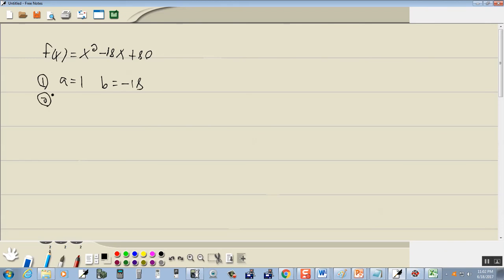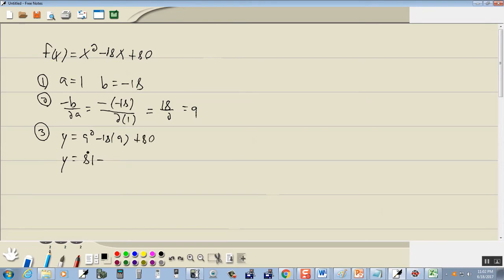Our second step on the vertex is to find negative b over 2a. So we'll plug in the negative 18 over 2 times a. Negative negative gives us positive, over 2, that gives us 9. We then want to plug that back into our original function. Remember, f of x same as y equals 9 squared minus 18 times 9 plus 80.